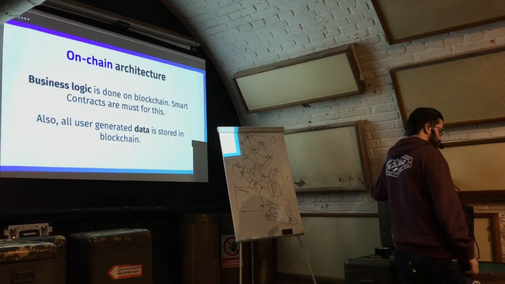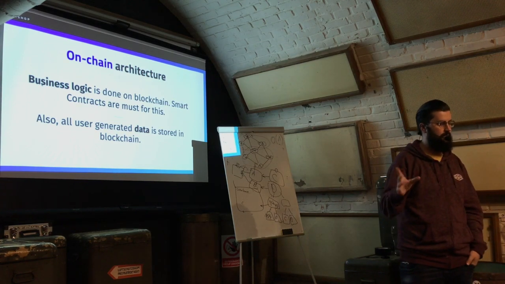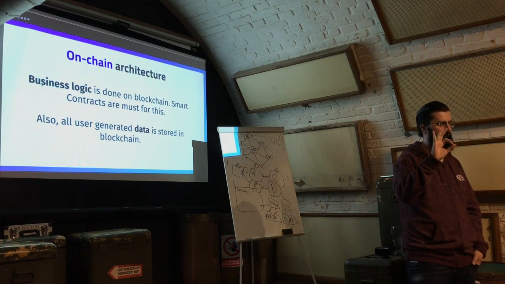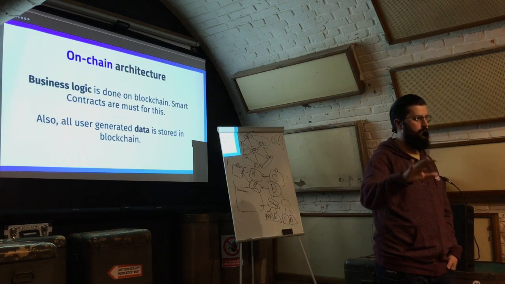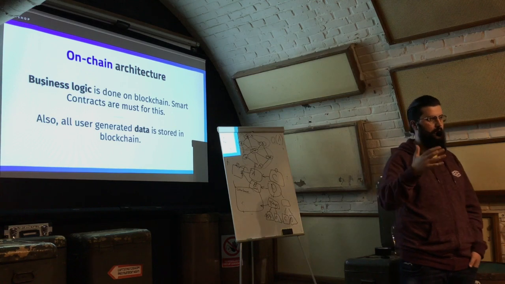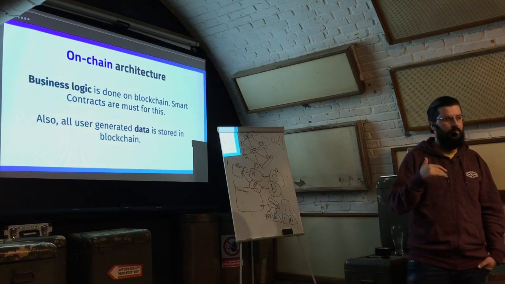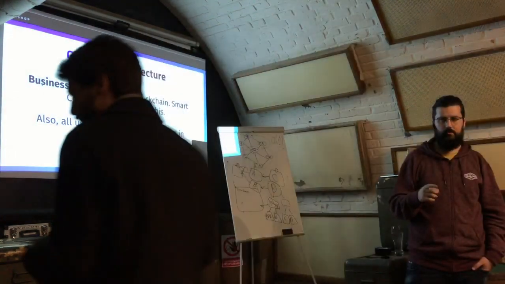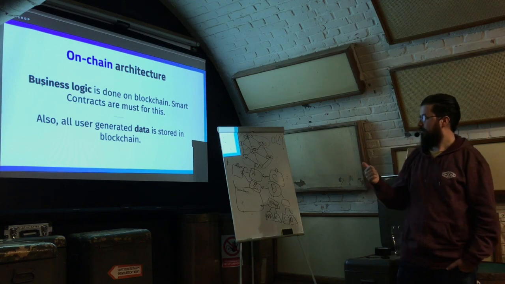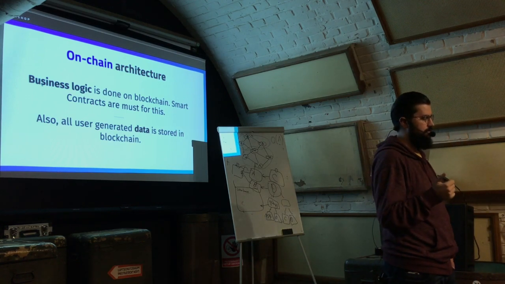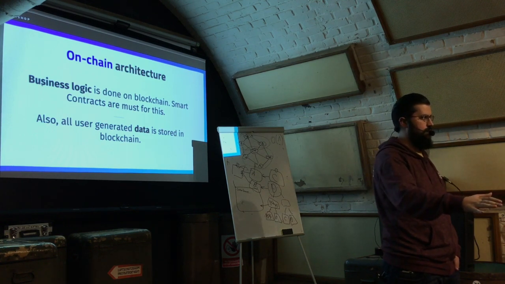But basically, business logic is done on the blockchain, inside of the smart contract. I'm not talking about Ethereum now, I'm talking about on-chain architecture that can be implemented on top of Ethereum or any other kind of blockchain that has something like a Turing complete system, something like Hyperledger or whatever. So in this kind of architecture, you put business logic on blockchain. You can do this by using smart contracts. But not only that, you put all user-generated data on the blockchain. So basically, when a user sends something to the business logic, you put it on the blockchain in a transaction.